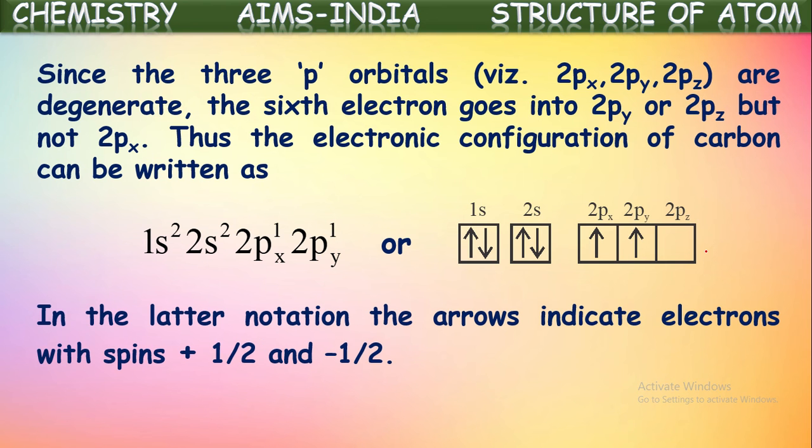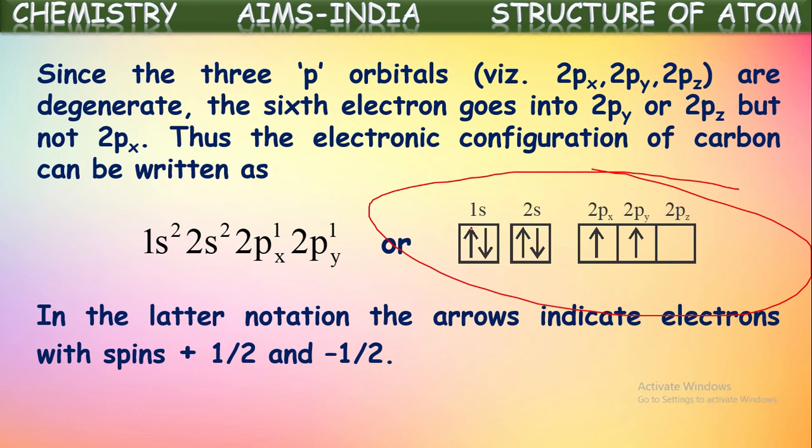Okay. In the later notation, that means in the second diagrammatic representation, the arrows indicate electrons. Each arrow represents one electron. Totally how many arrows are there? 6 arrows. That means 6 electrons are represented in this way. And the arrow shown in the upward direction represents an electron with clockwise spin. And the downward arrow represents an electron with anti-clockwise spin.